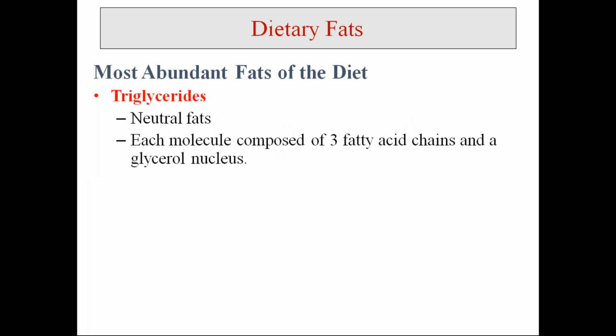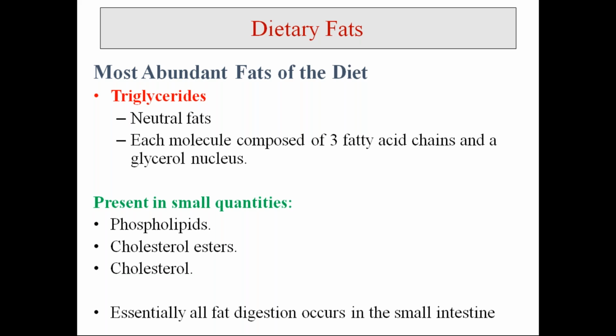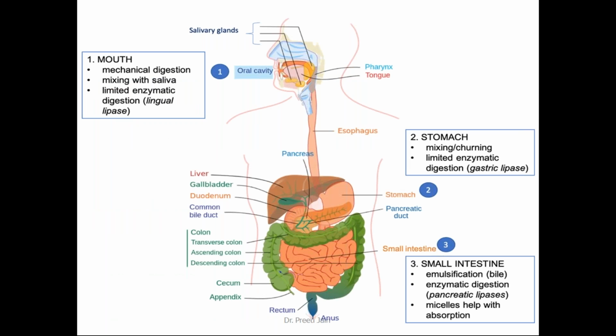Okay. Among dietary fats, the most abundant are the triglycerides, and in small quantities you have dietary fats in the form of phospholipids, cholesterol esters, and cholesterol. Essentially all fat digestion occurs in the small intestine. Protein and carbohydrate digestion is also occurring higher up. Protein digestion starts in the stomach. For carbohydrate, it starts in the mouth itself. But as far as fat is concerned, almost all the digestion occurs within the small intestine.